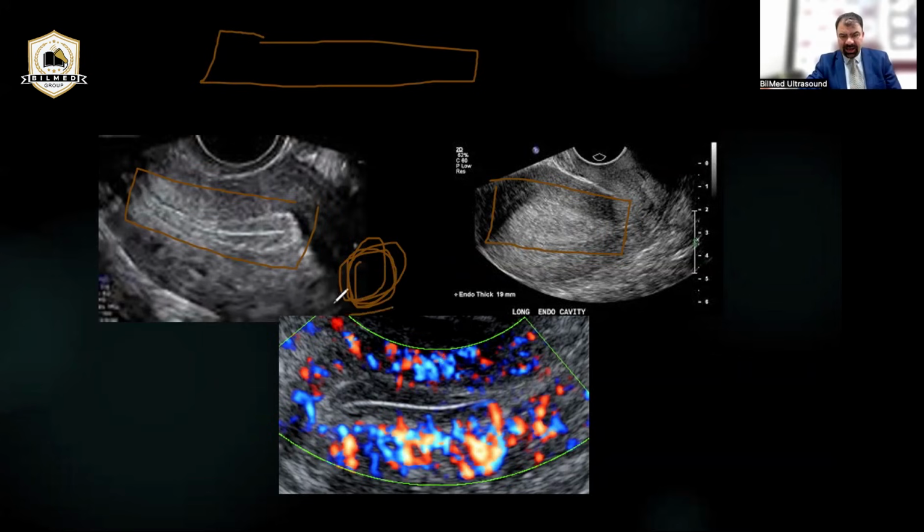The color gain should be at the level, listen carefully, at the level where I am not getting these vessels mixed, overlapping each other. If I see more colored area over here, it means that I have overgained the image.